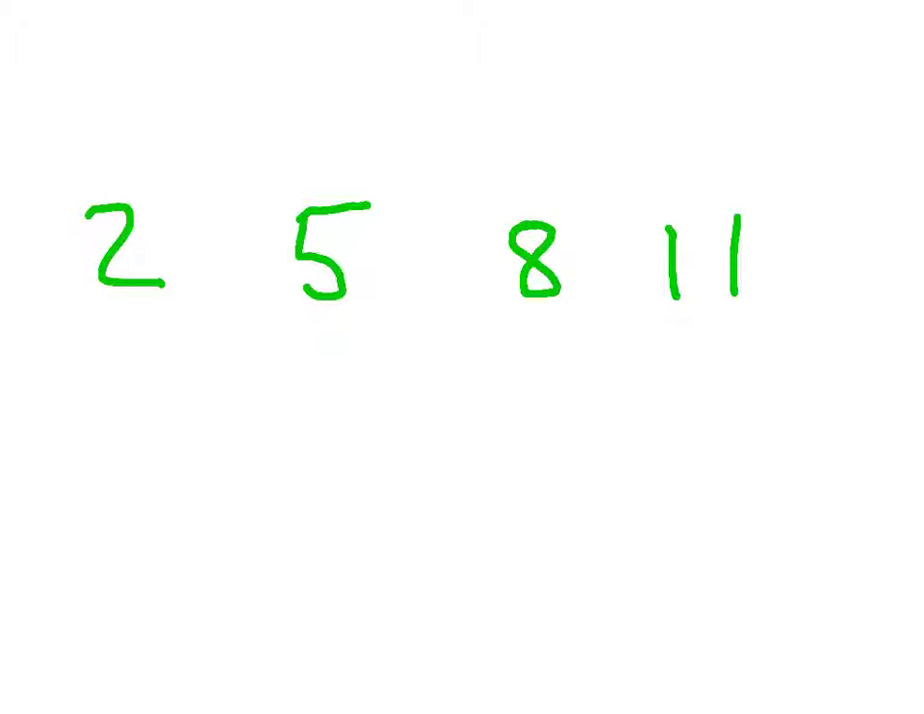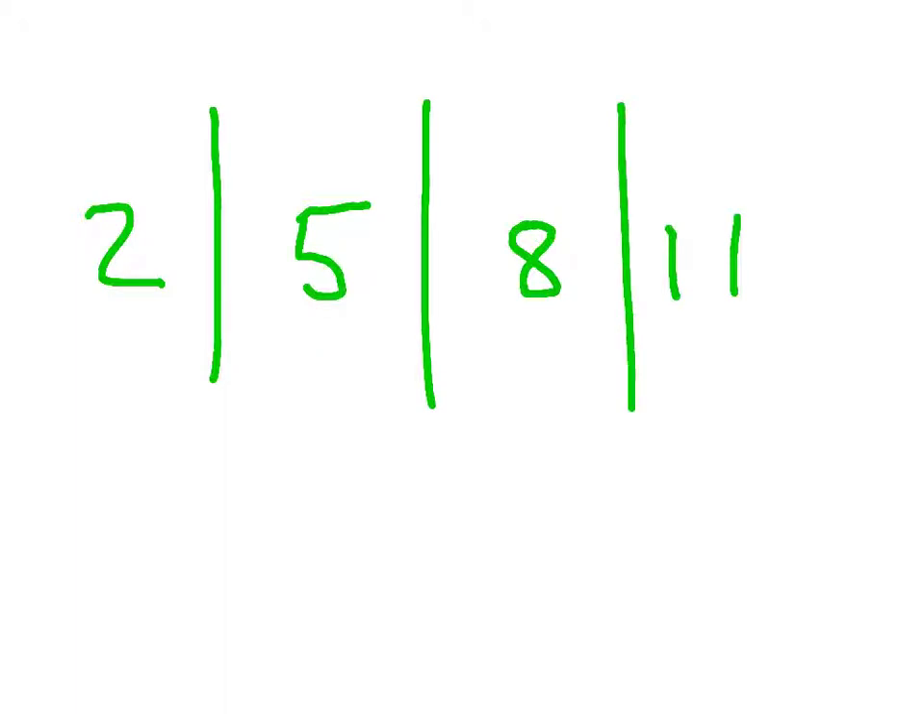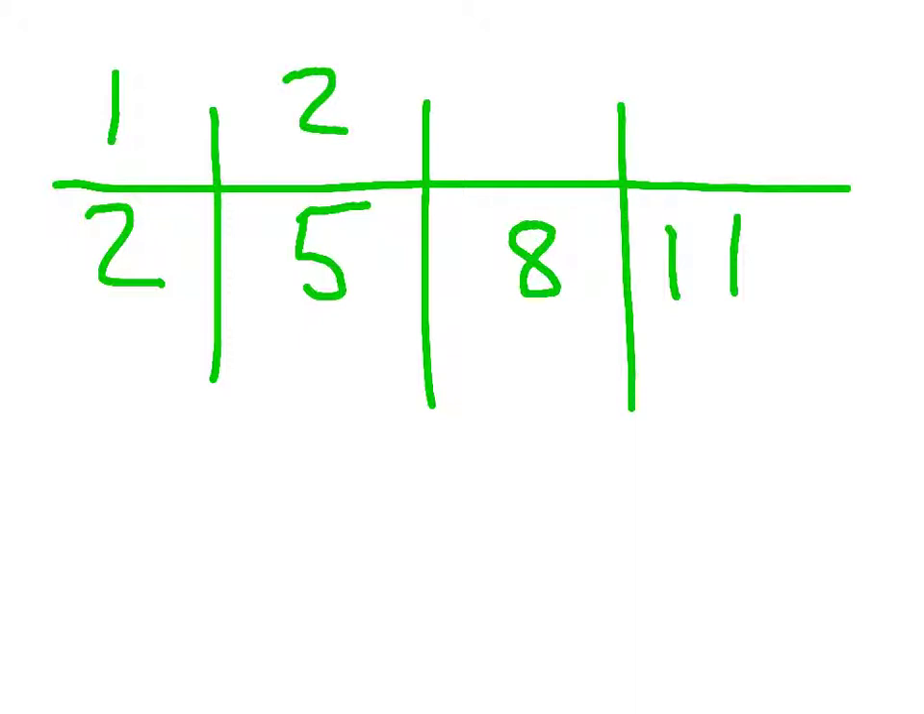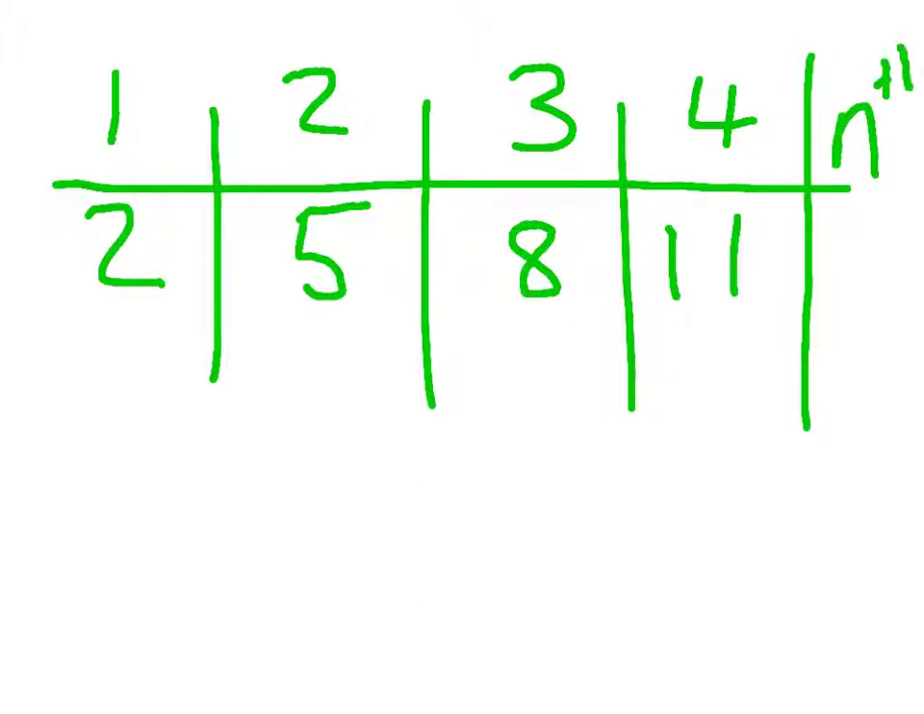So what you do is you work with what position each term is in the sequence. For this sequence, in the first position, the term is number 2. The second position, the term is number 5. The third position, the term is 8. The fourth, the term is 11. So the nth term is what we've got to find.